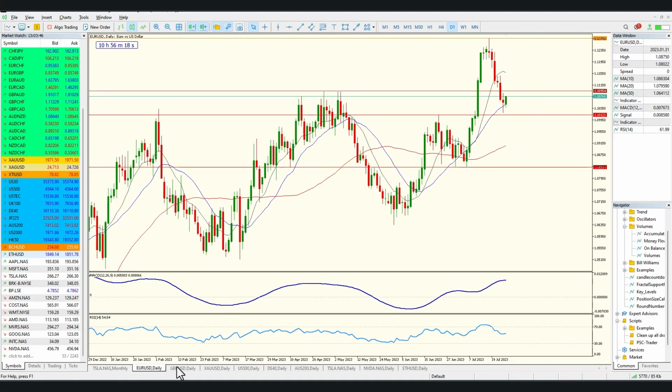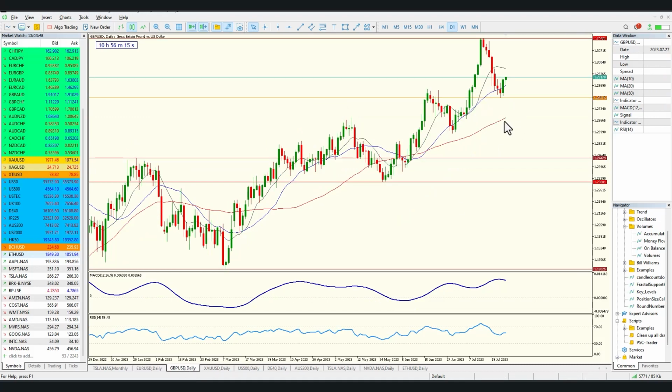And the similarity between Euro USD and GBP USD highlights that it is most likely the dollar that is weakening at this point. We've also got the MACD trending higher here, as well as the RSI. So the momentum is bullish, and therefore these are charts that I'll be looking at for entry opportunities to the upside.